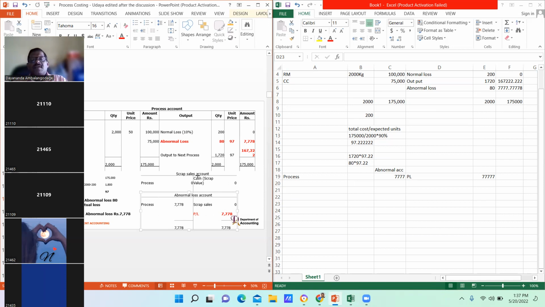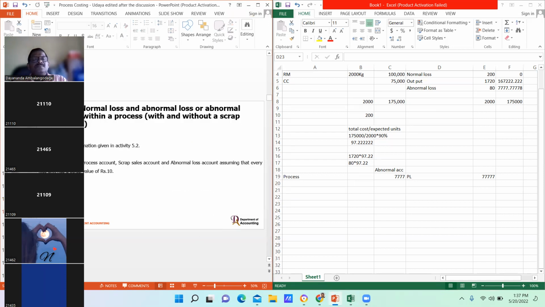Cash account debit, scrap value account credit. Here, 0. But such an entry is not required. Shall we come to the next one?